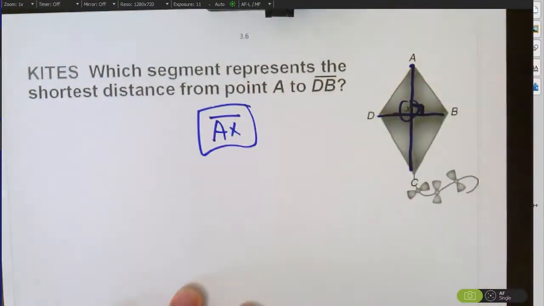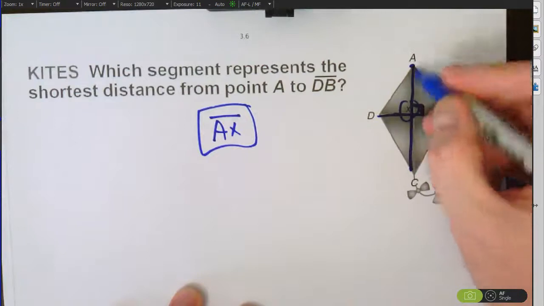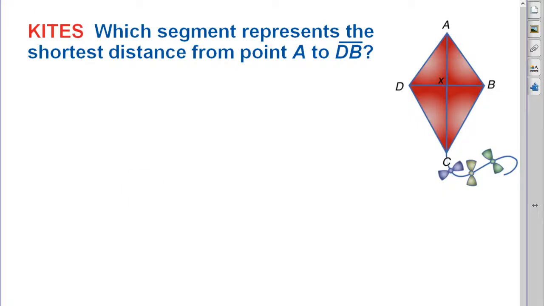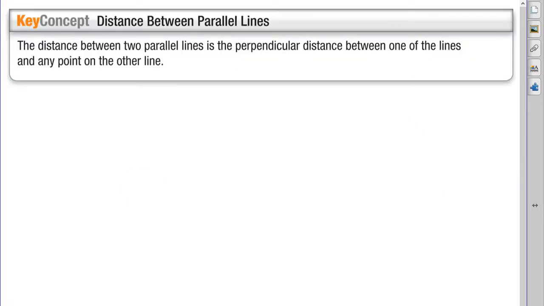Okay. Whatever that segment length is, that's going to be the shortest way to get there. Anything else will be a little longer. Now the rest of this section then really is again some theory stuff. So first of all, distance between parallel lines.